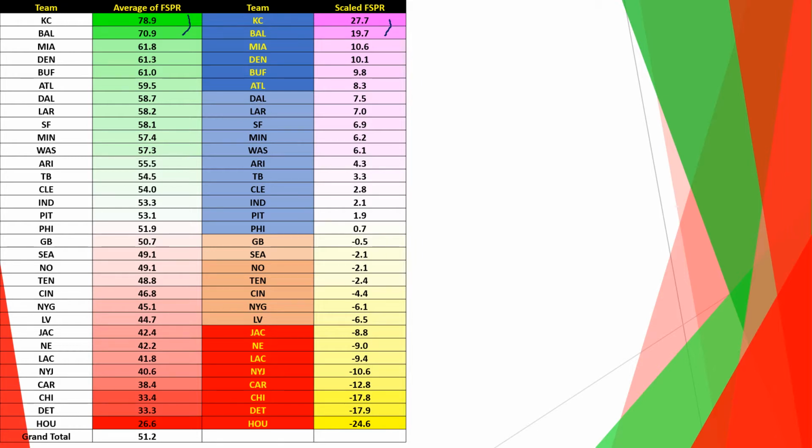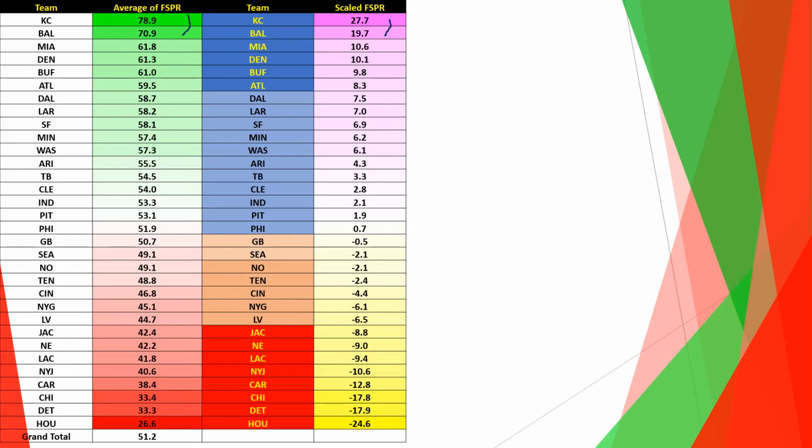The worst teams are, bottom, number 1 is Houston, which only gets a 26.6 rating average, and that's minus 24 below average. So it's on the opposite end of Kansas City. I believe the quarterback situation is causing an issue. Detroit, Chicago as well are minus 17, minus 18 below average.